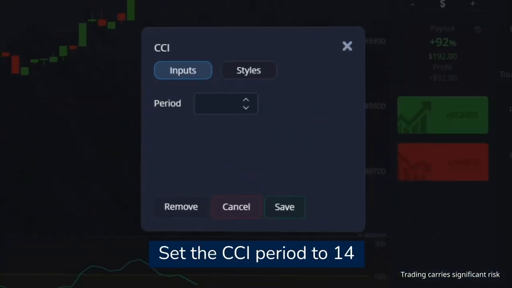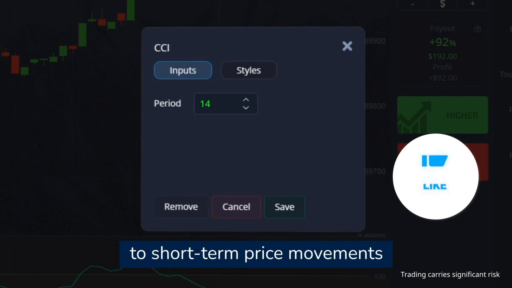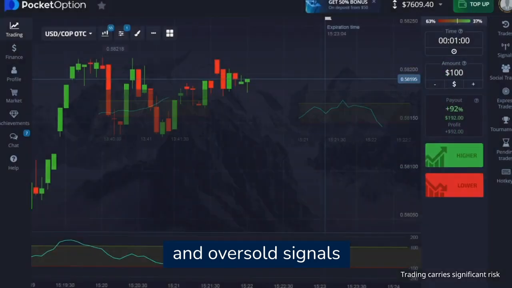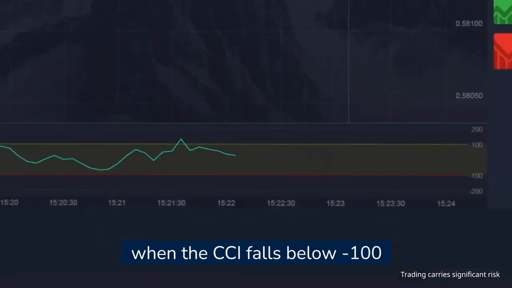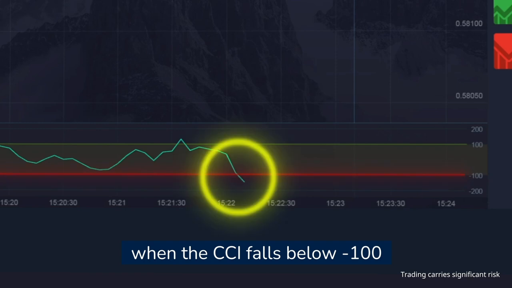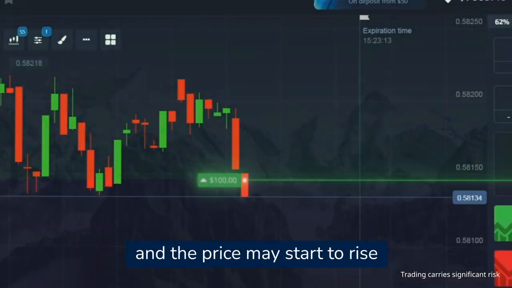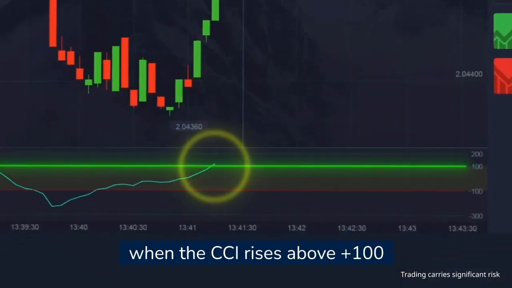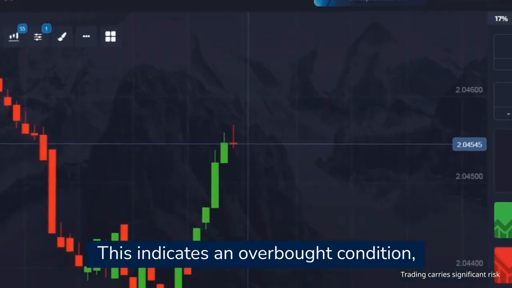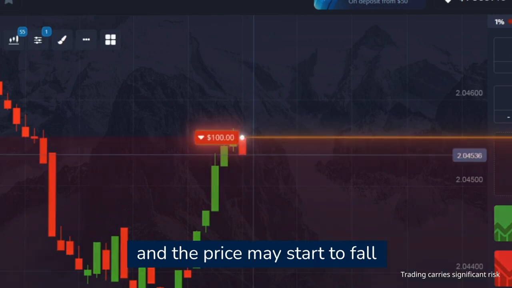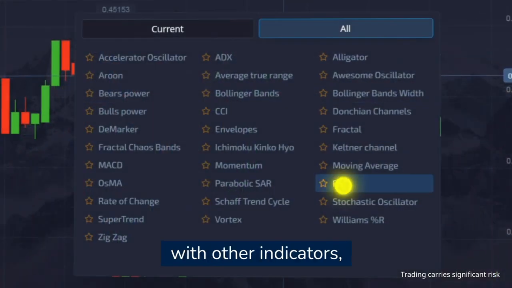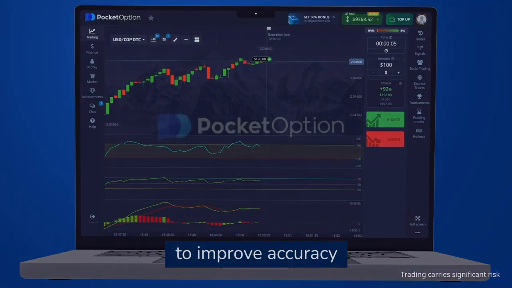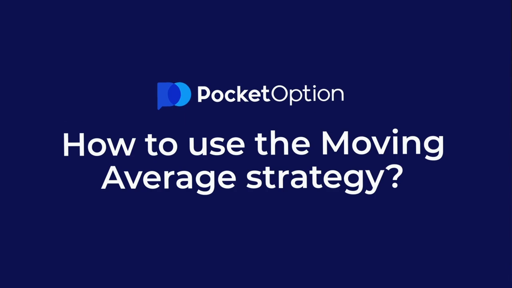How to set up the CCI indicator for quick trades. Set the CCI period to 14 to make it more sensitive to short-term price movements. Watch for overbought and oversold signals. Open an up trade when the CCI falls below -100. This indicates an oversold condition and the price may start to rise. Open a down trade when the CCI rises above +100. This indicates an overbought condition and the price may start to fall. Combine CCI signals with other indicators such as RSI or MACD to improve accuracy.